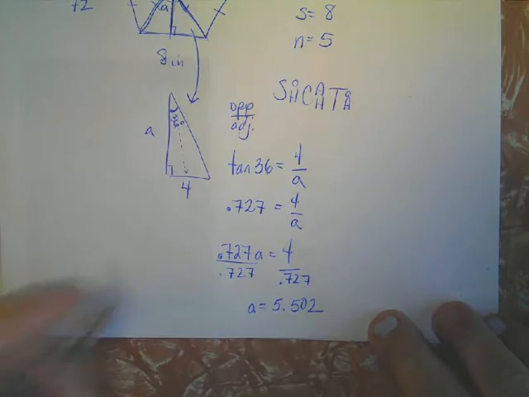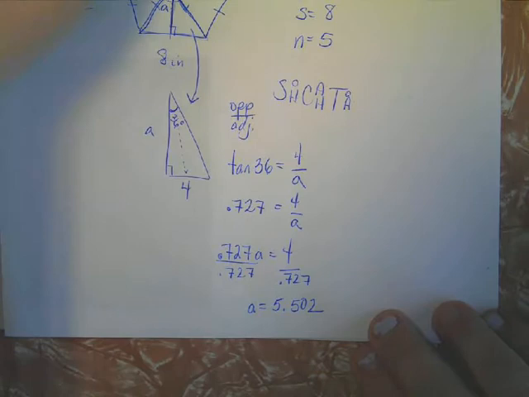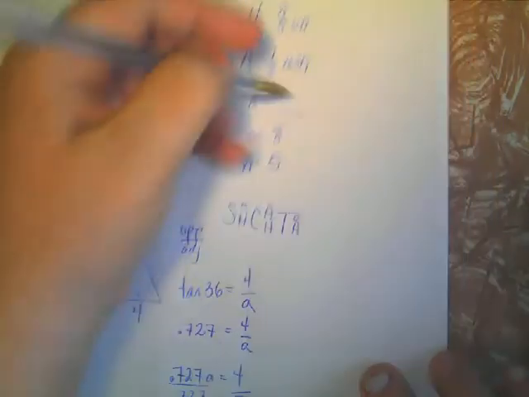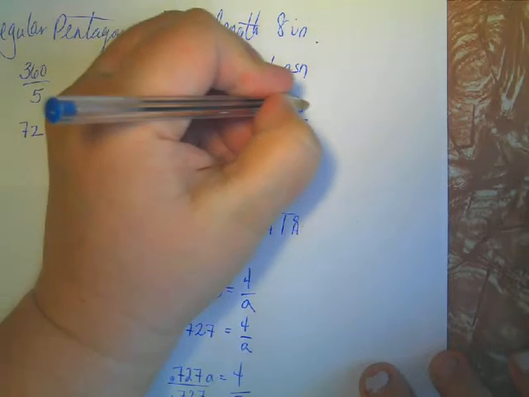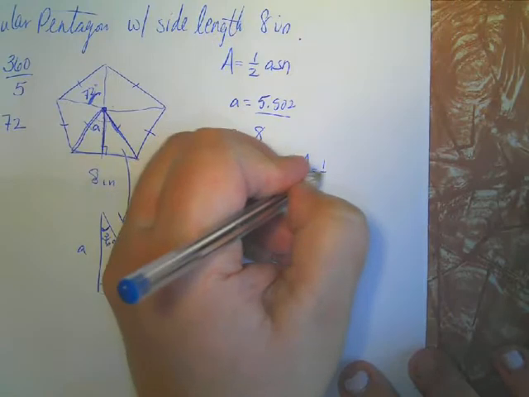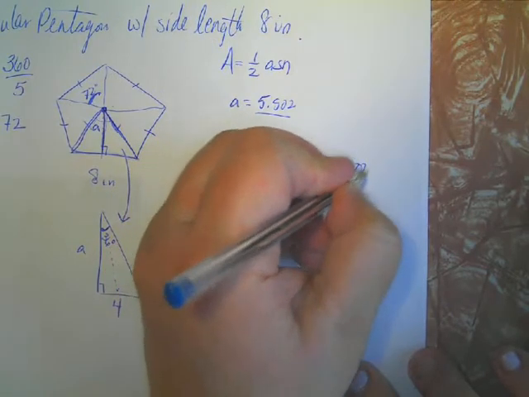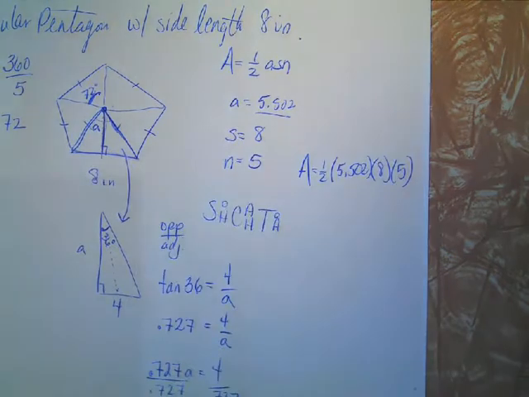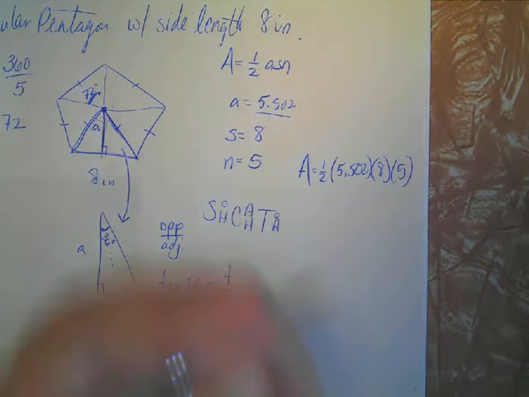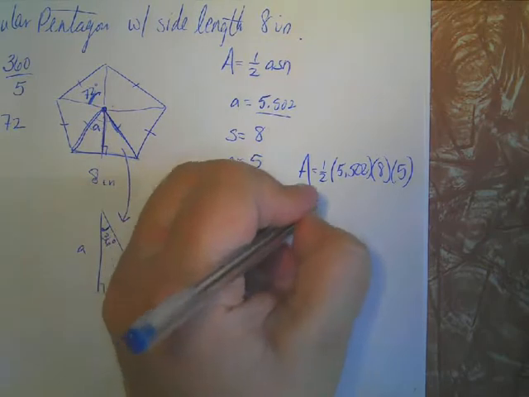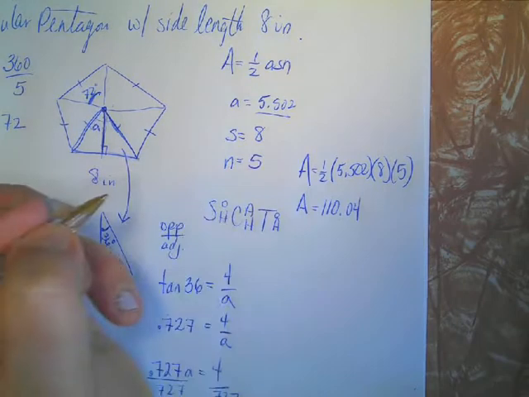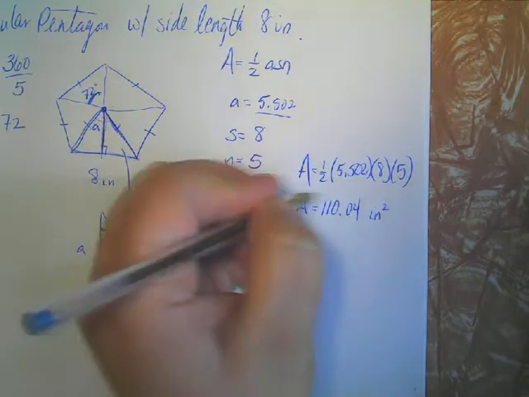Now that I know my apothem, 5.502, I can go back up here and figure out what the area is. The area is 1/2 my apothem times my side length times my number of sides. And I got 110.04. Oh, what were the units? Inches. Square inches.